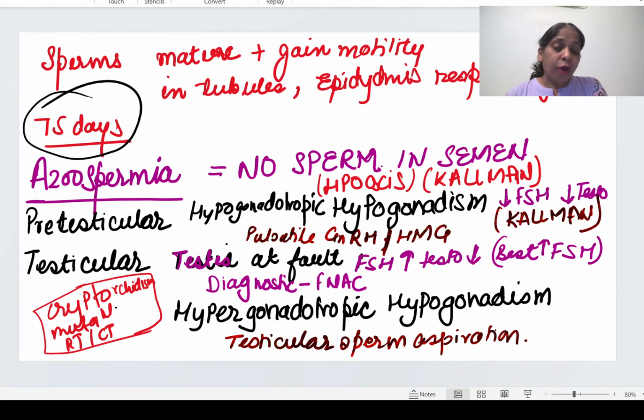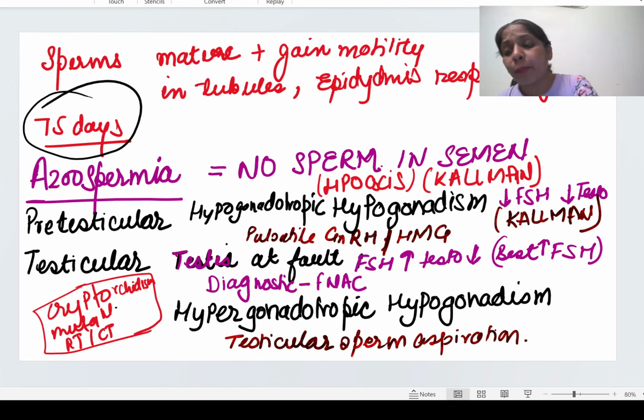Okay, in the case of hypergonadotropic hypogonadism or testicular failure, the treatment is testicular sperm aspiration. It is possible that in the semen we are getting azoospermia, but some sperms are present. So that is why we do FNAC as a diagnostic test and testicular sperm aspiration. What are the examples of testicular azoospermia? Cryptorchidism, mutation in the Y gene, radiotherapy, chemotherapy. These all are the examples.